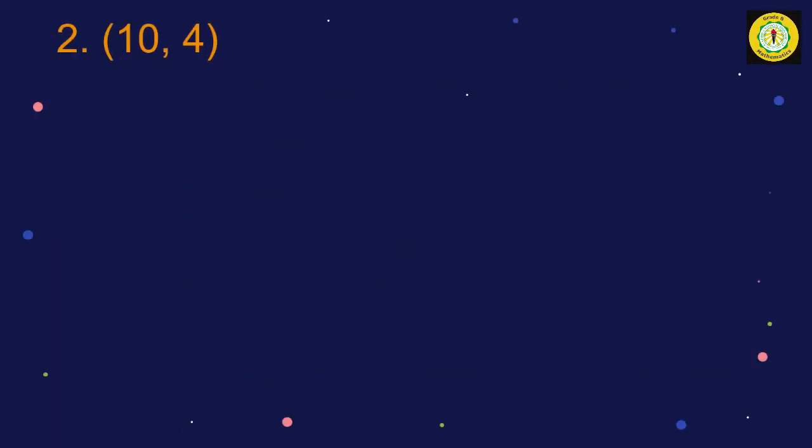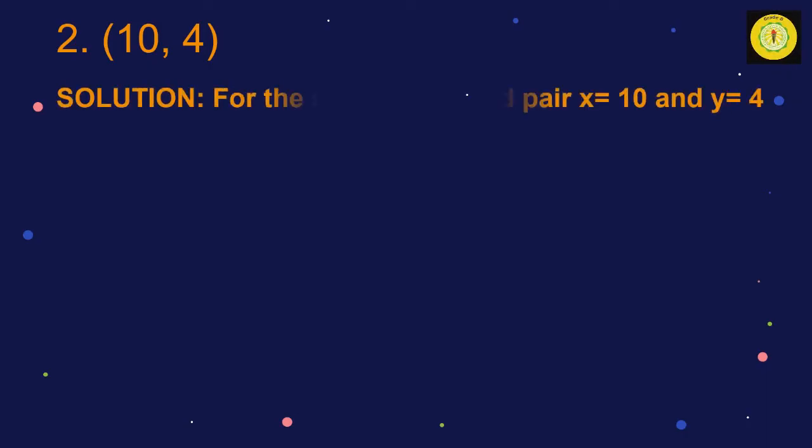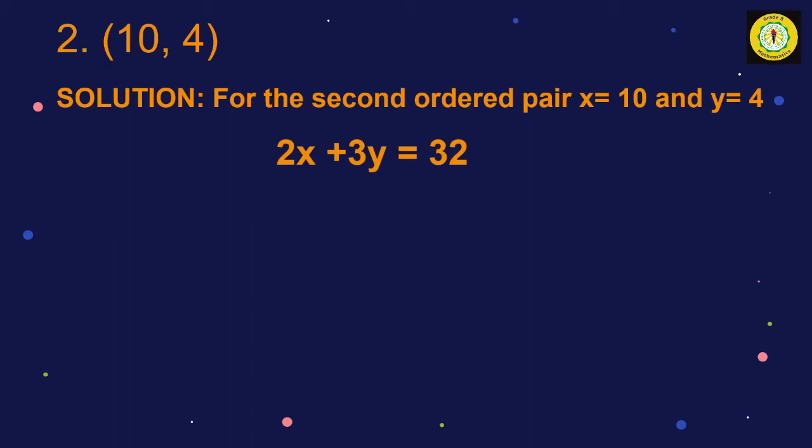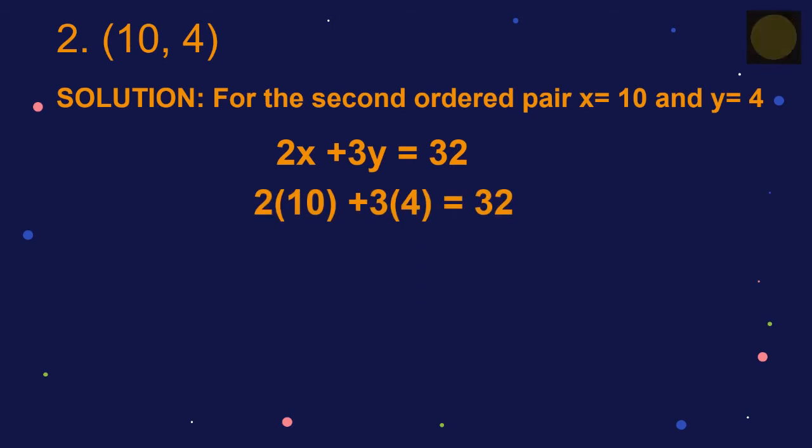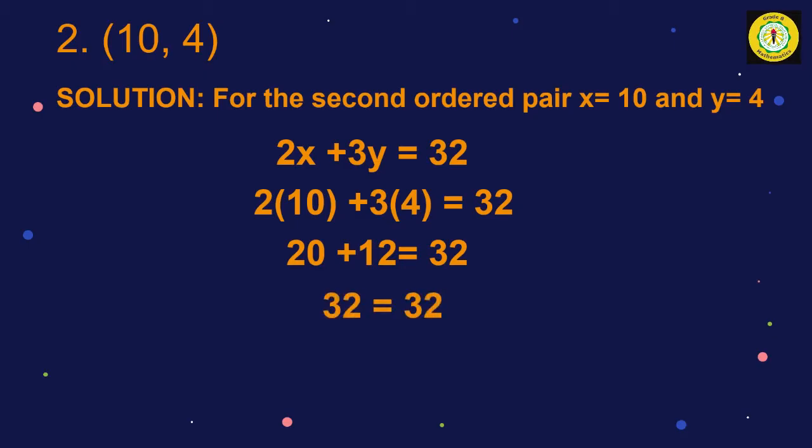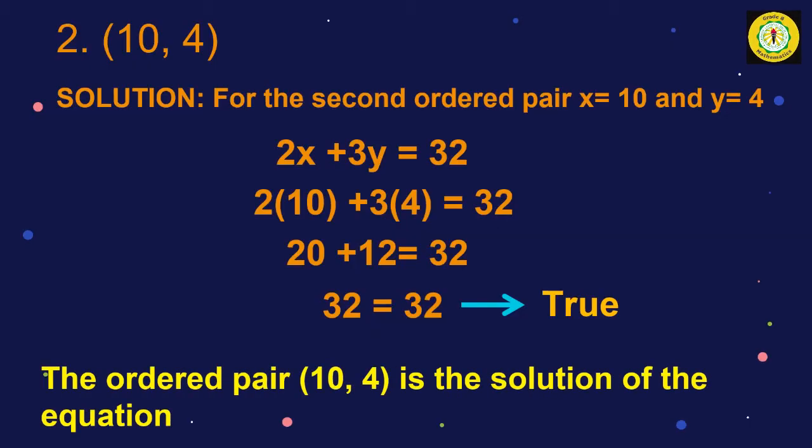Let's try number 2, ordered pair 10 and 4. Solution for the second ordered pair, x equals 10 and y equals 4. 2x plus 3y equals 32. Substitute the value of x and y. So we have 2 times 10 plus 3 times 4 equals 32. 20 plus 12 equals 32. 32 equals 32. So this is true. The ordered pair 10 and 4 is the solution of the equation.